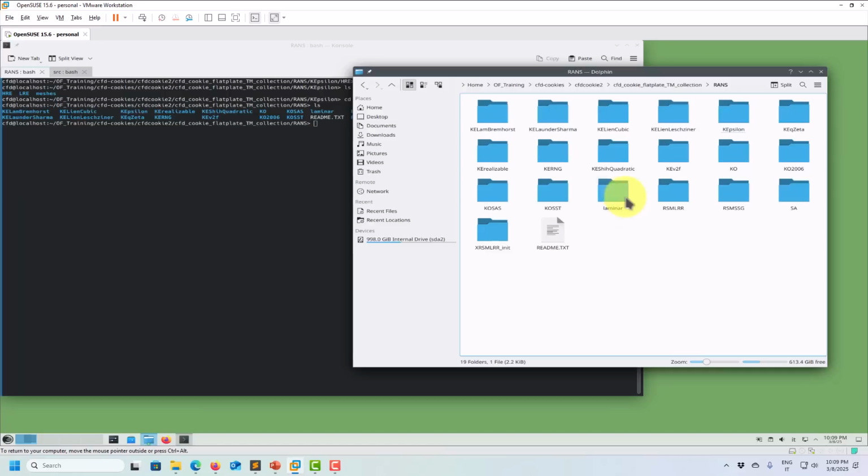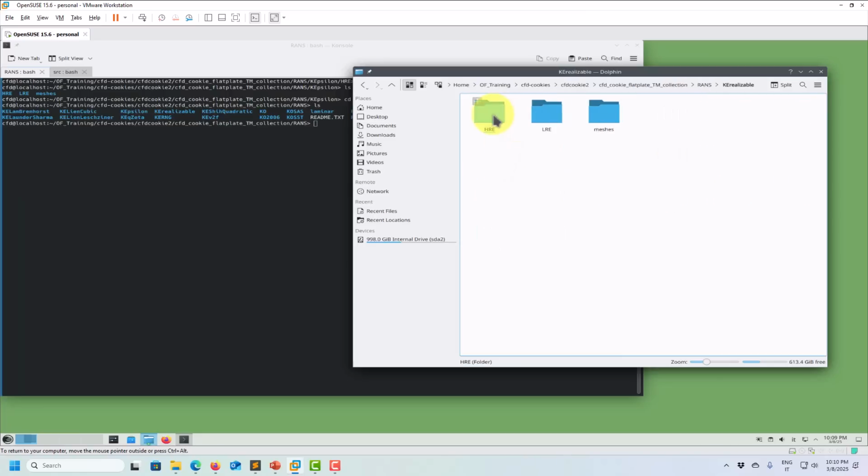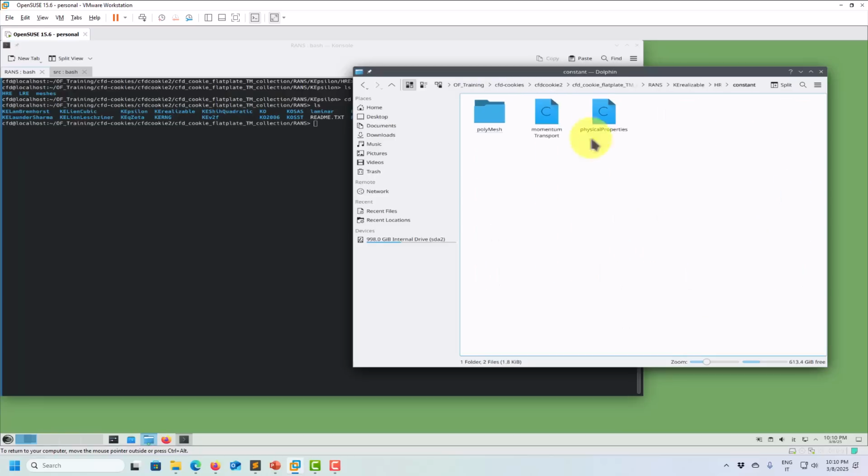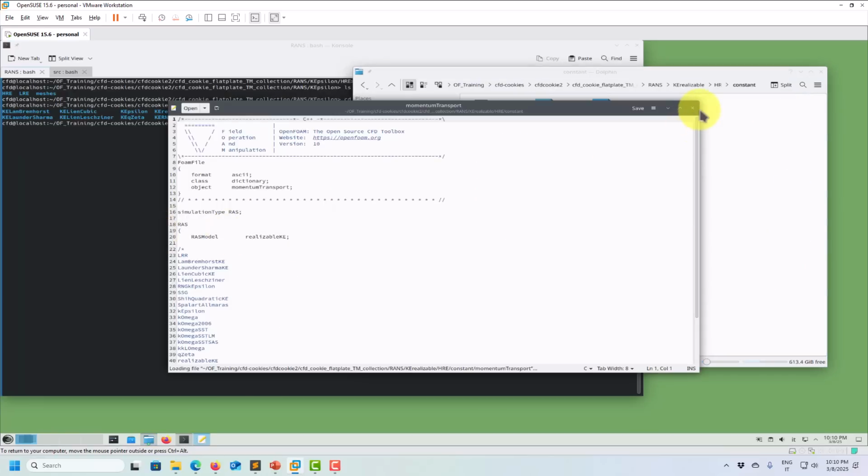As I mentioned, you have K-Epsilon RNG and K-Epsilon realizable. I'm not going to run them. Let's look at the plots. Nothing changed, absolutely nothing. Boundary conditions: obviously you will need to change the name here, but the rest is pretty much the same.